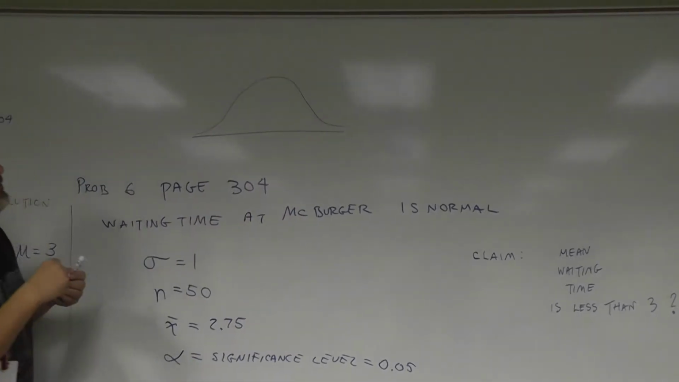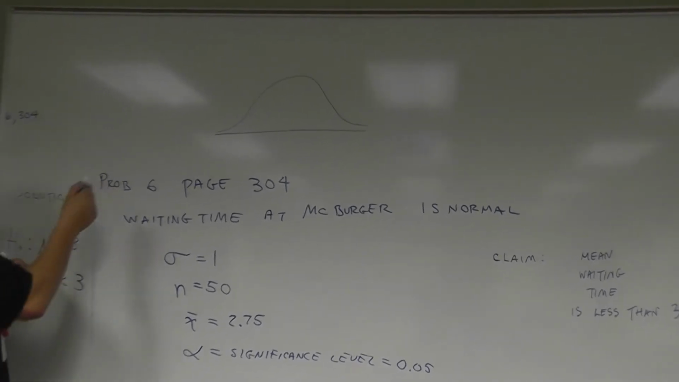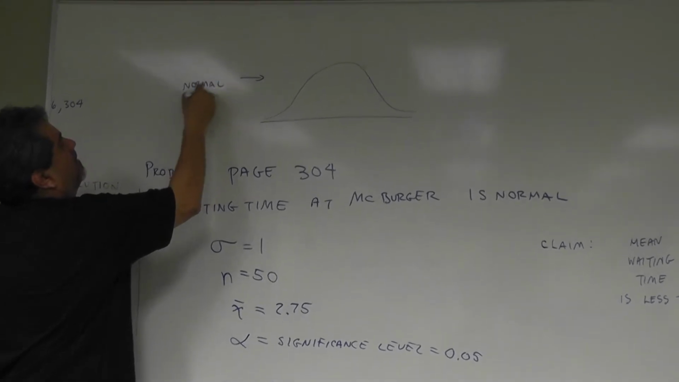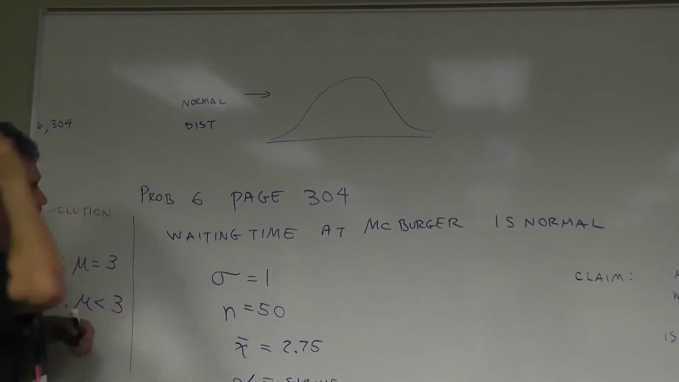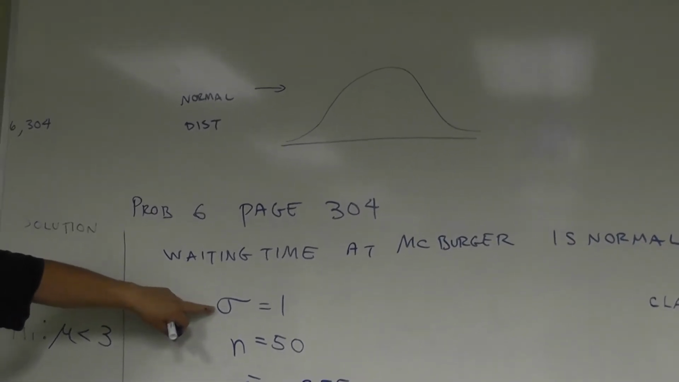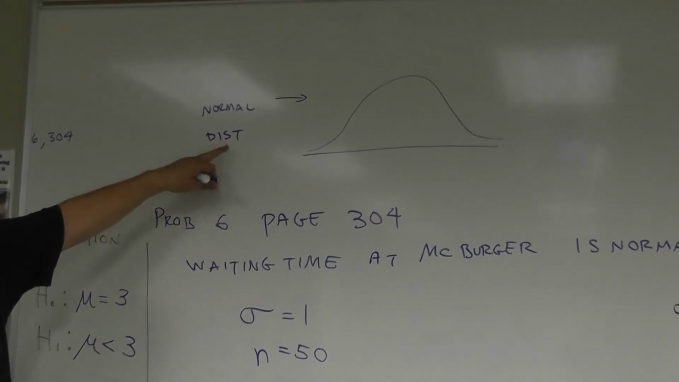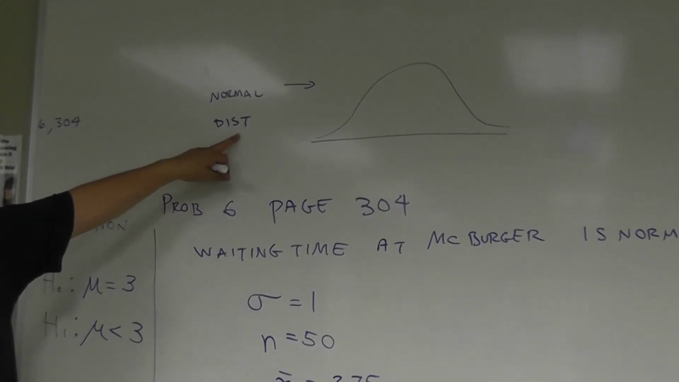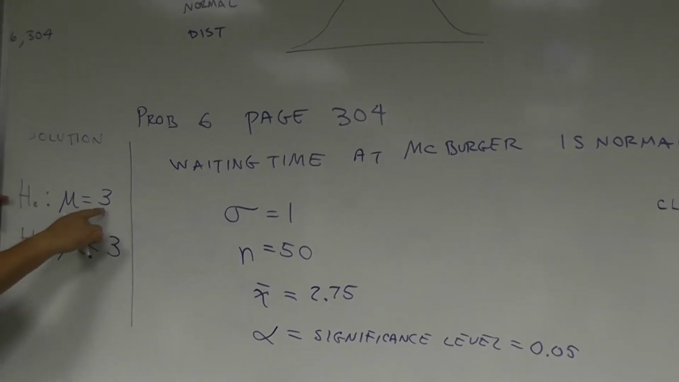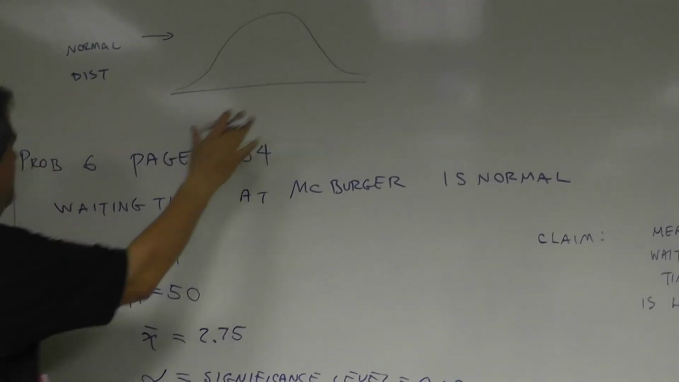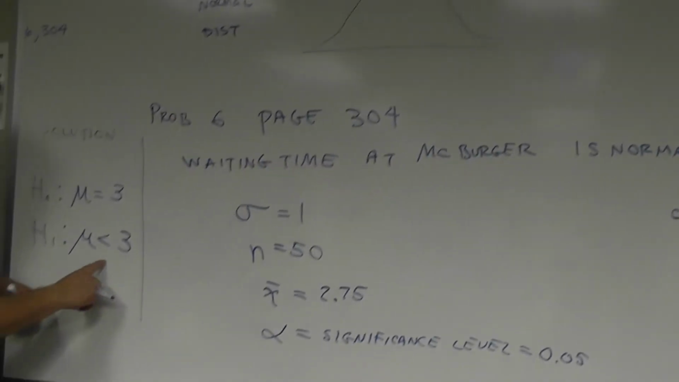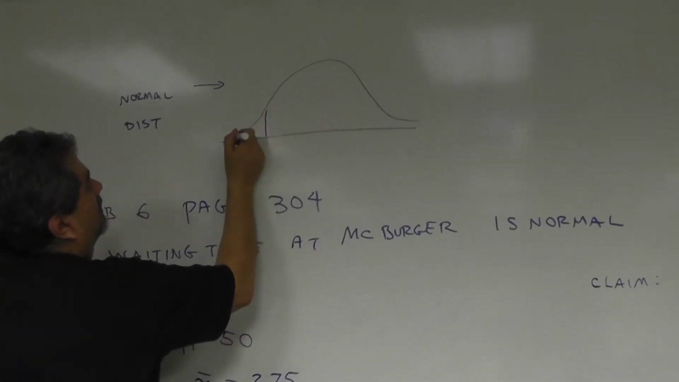Now, we know this is a normal distribution because we know the population standard deviation, right? If we didn't know this number, you would have to use the t-distribution. But for right now, this is a normal distribution problem. Now, notice that the null is that the mean is equal, so that will be in the center. And then the alternative is that the mean is less than. This less than implies that you have an area on the left.